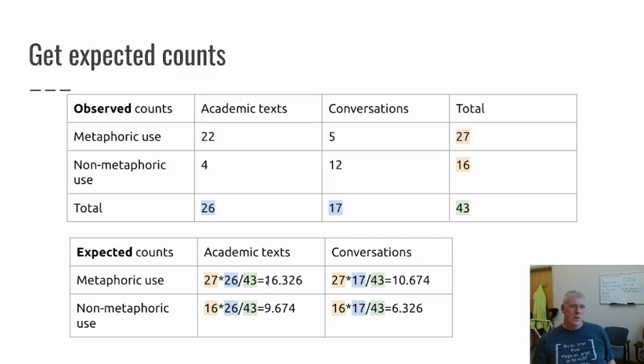Right? If all things were equal, there was no effect from either of these variables, then we would expect this number, this 22, to actually be 16.3. And we do that for the other cells in this contingency table. And we get the expected counts right here and here, here, and here. Okay? So that is how you get expected counts for the contingency table.